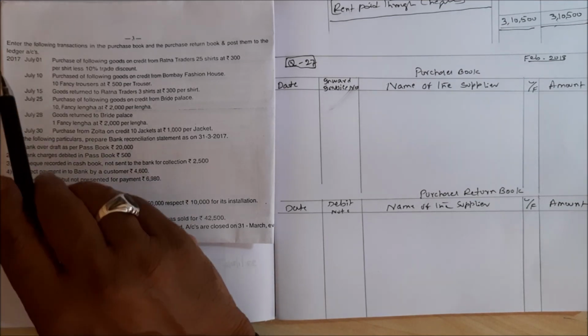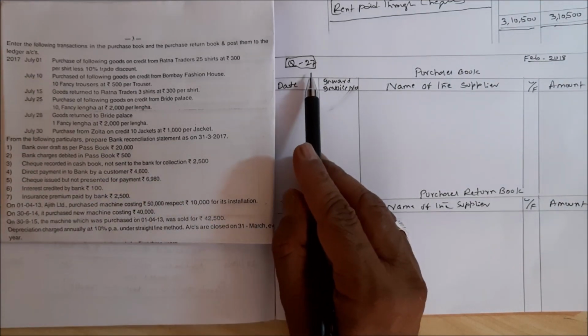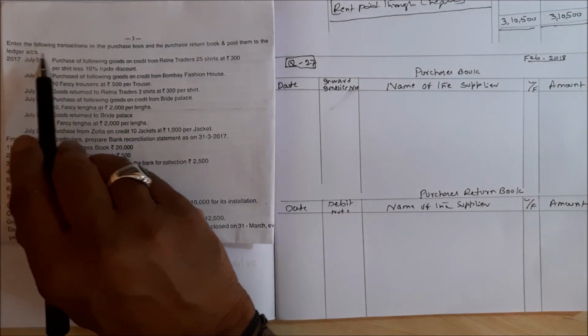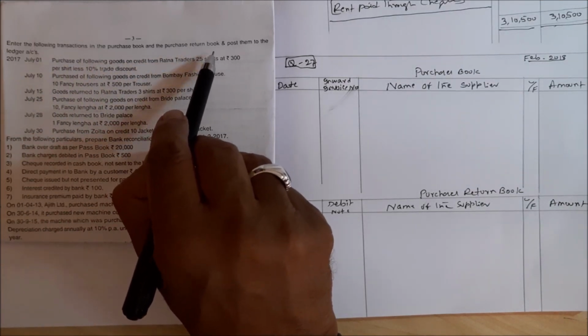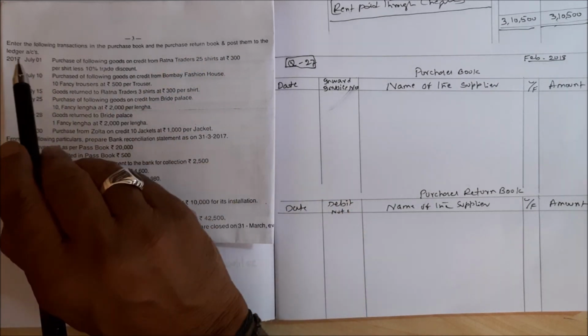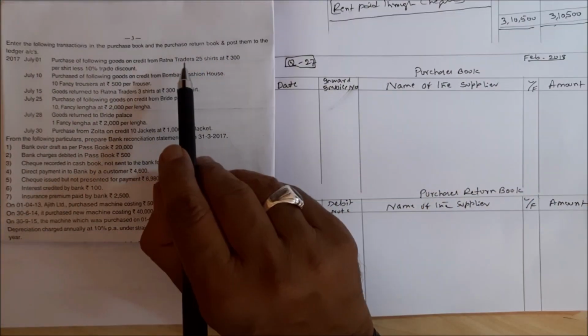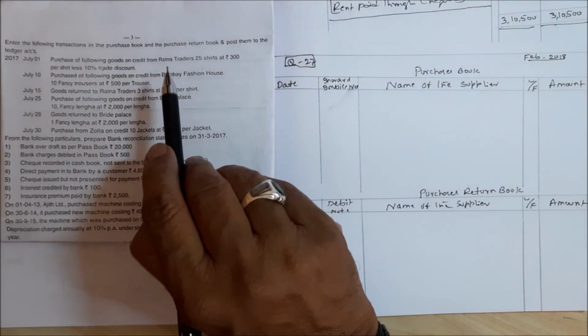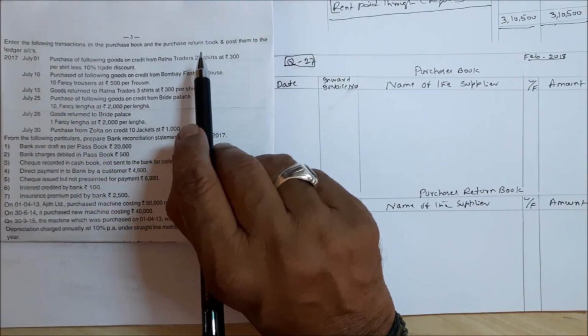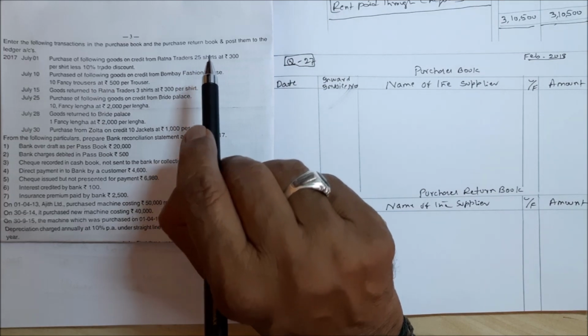Next problem, 27th problem. Enter the following transactions in the purchases book and purchase return book and post them into ledger accounts. First, we will enter in the purchase and purchase returns book. You should know purchase and purchase return books are called subsidiary books.